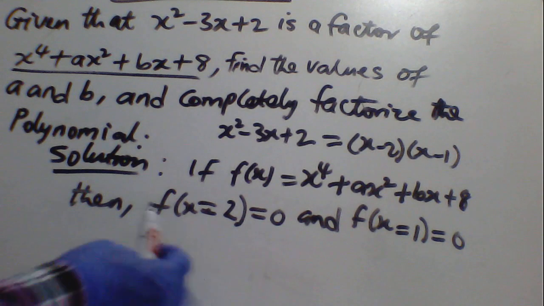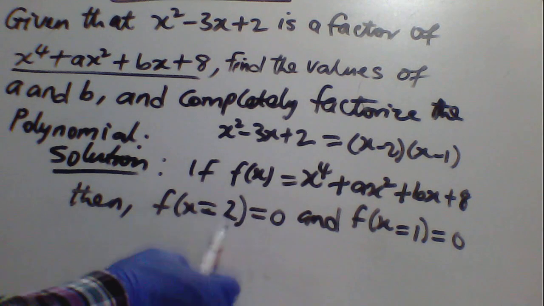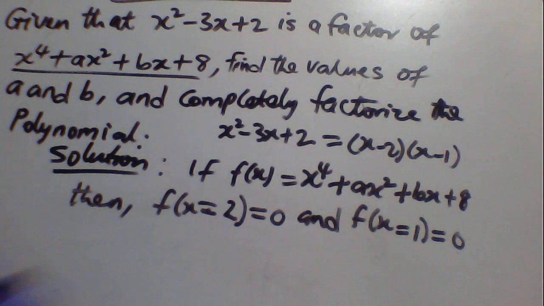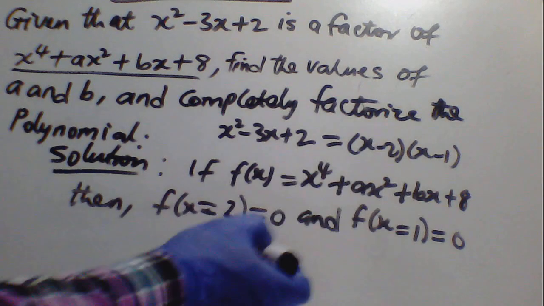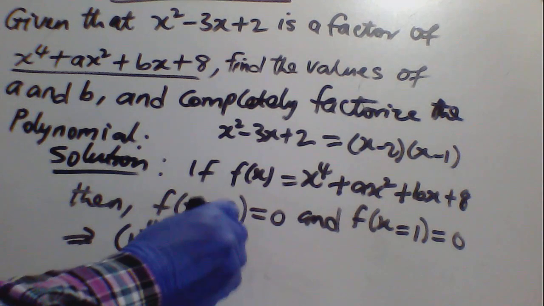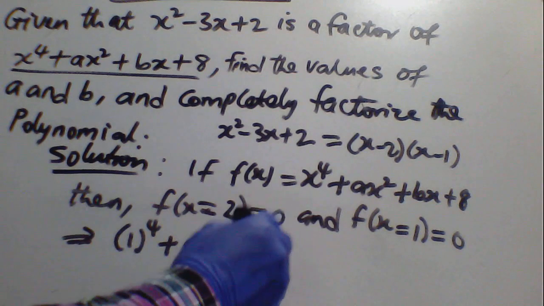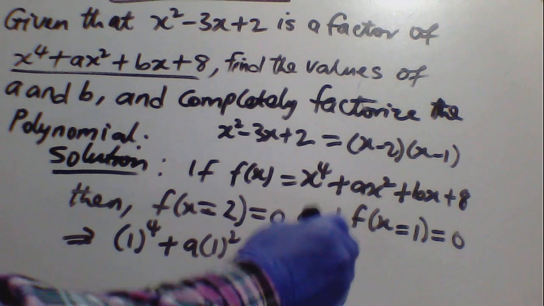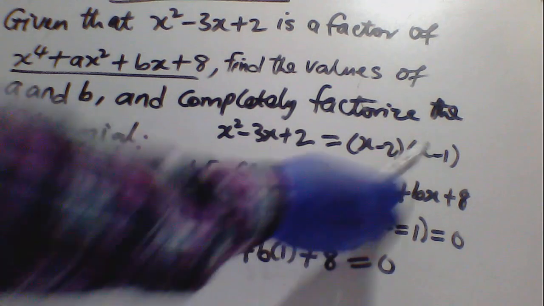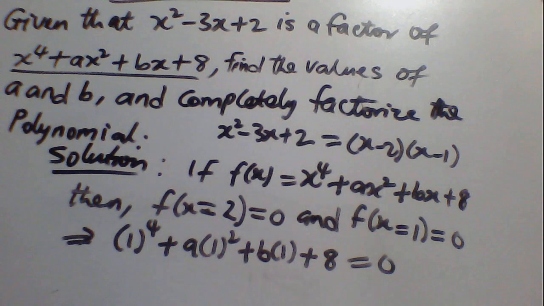So with this, all you need to do is, wherever you see x, you put 2 in one case, and wherever you see x, you put 1 in the other. So let's start from the first one. Wherever we see x here, put 1. So we have 1 raised to power 4 plus a in bracket 1 raised to power 2 plus b times 1 plus 8, and the result will give us 0, because x equals 1 is a root. The result must equal 0 for the factor theorem to be obeyed.